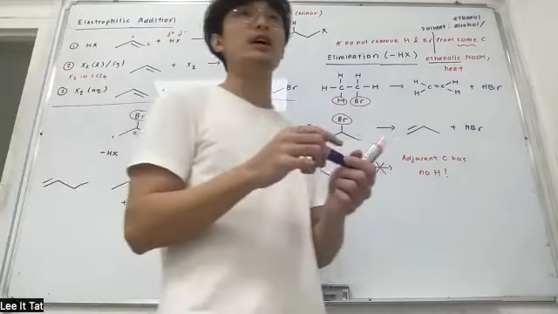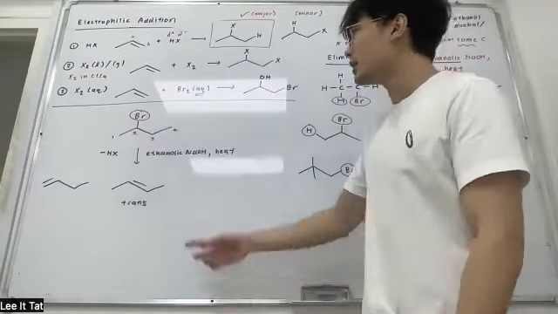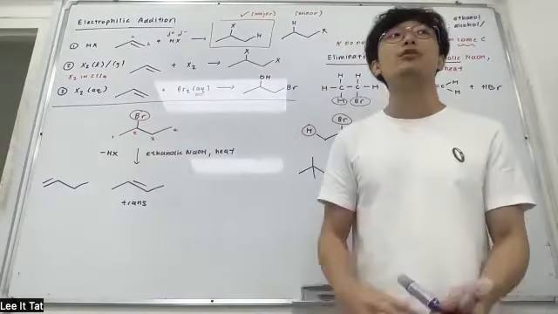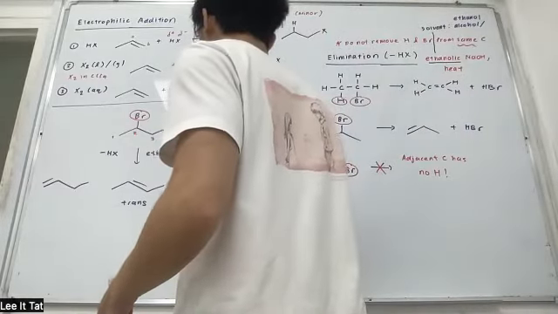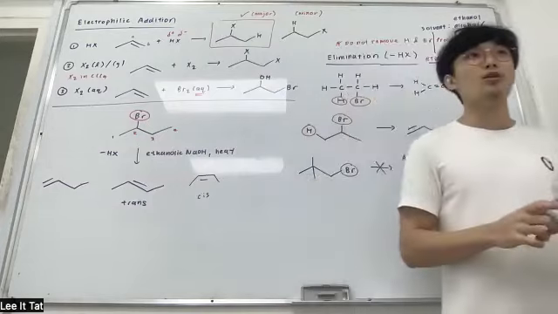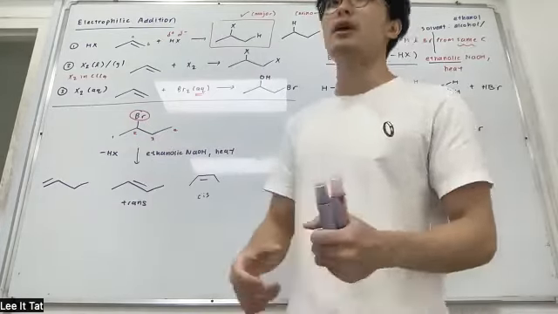This is a very common question. They will tell you, draw all 3 products. Then you'll be like, what the hell? Why is there 3? There's only 2, right? There's only 1 at the left or 1 on the right. But there's actually 3 because of the cis isomer. All good with this?